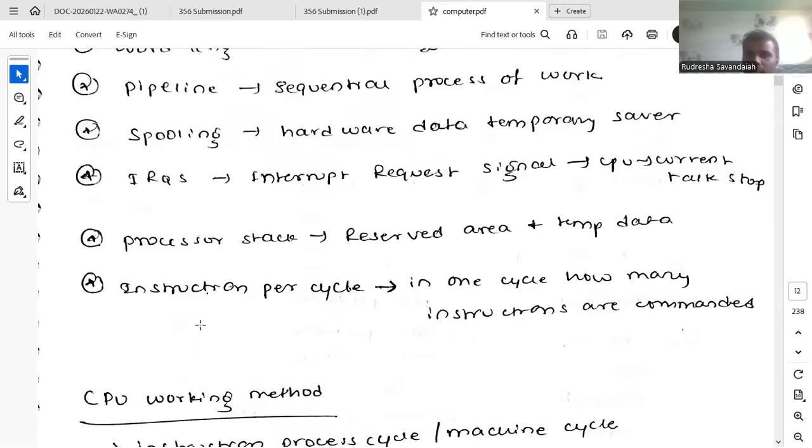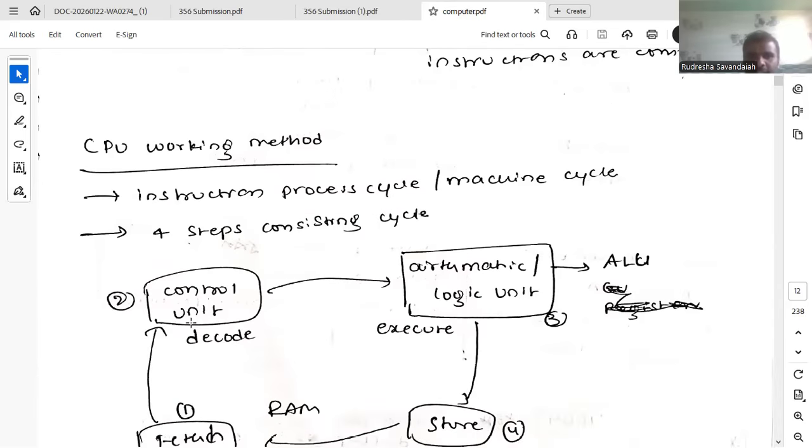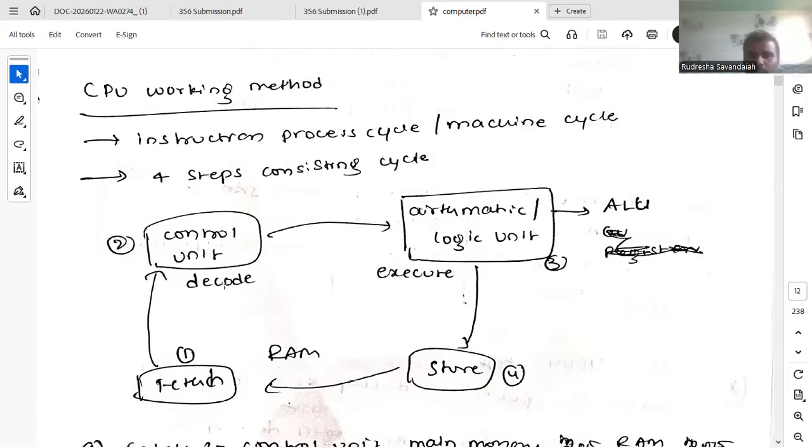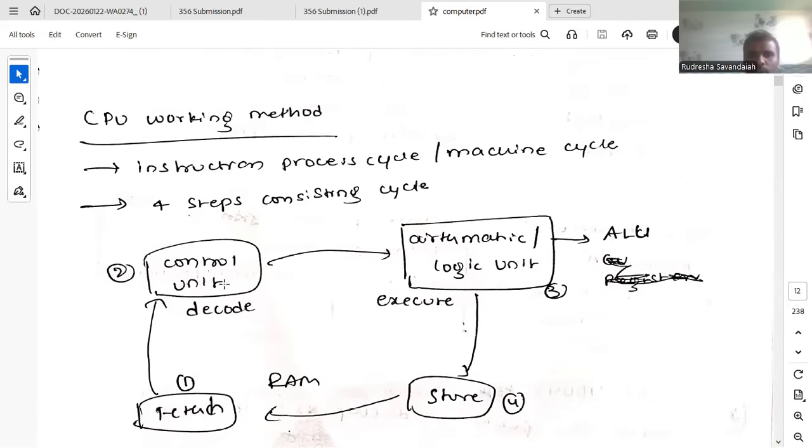Instruction per cycle. In one cycle, how many instructions are commanded? That is what we call instruction per cycle. CPU working methods. Please look here at how the CPU works. Instruction process cycle, machine cycle. There are 4 steps consisting of the cycle.